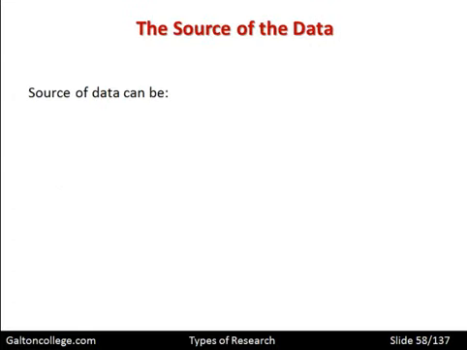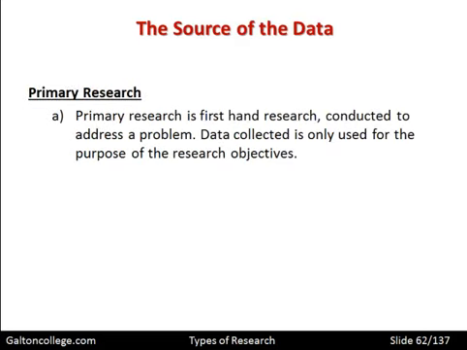Now back to sources of data. Well, sources of data can also be primary research or secondary research. I've mentioned these earlier. These are two big divisions in the type of data that we can collect. Primary research is first-hand research conducted to address a problem. The data collected is only used for the purpose of the research objectives.